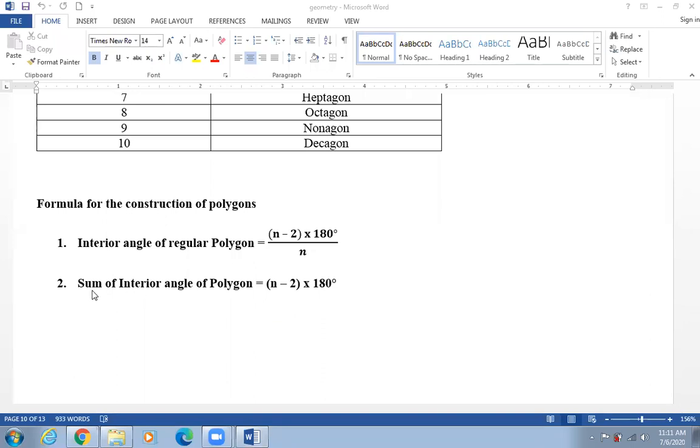And the next one is the sum of interior angles of a polygon: (n minus 2) into 180 degrees. That was the formula we learned yesterday. Today, we are mostly going to use this formula. We also need to know what 8 sides means, what 7 sides means, what 10 sides means, and how to convert that into the formula. That also we need to know.